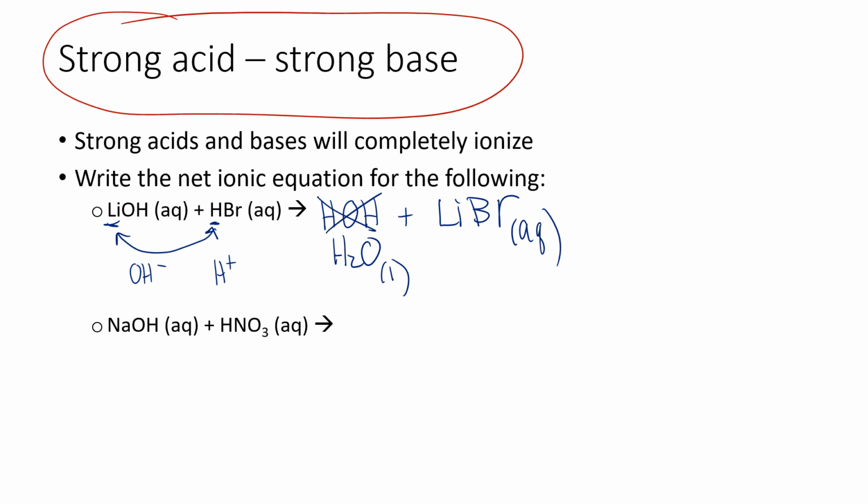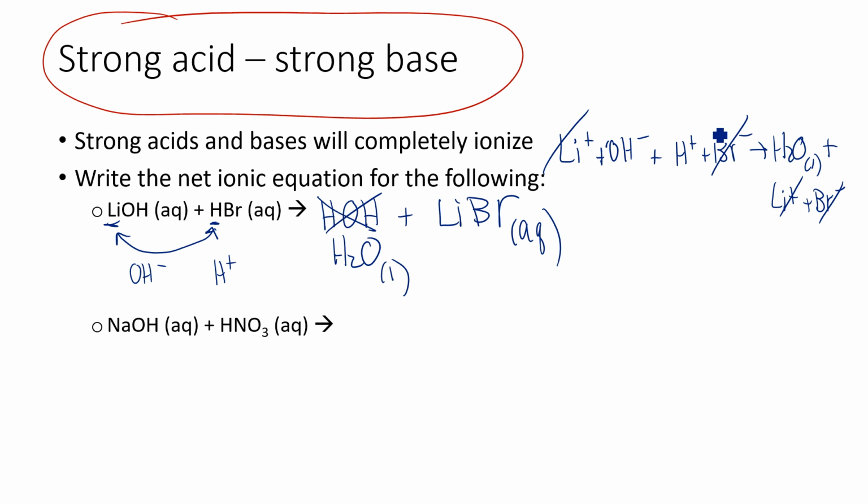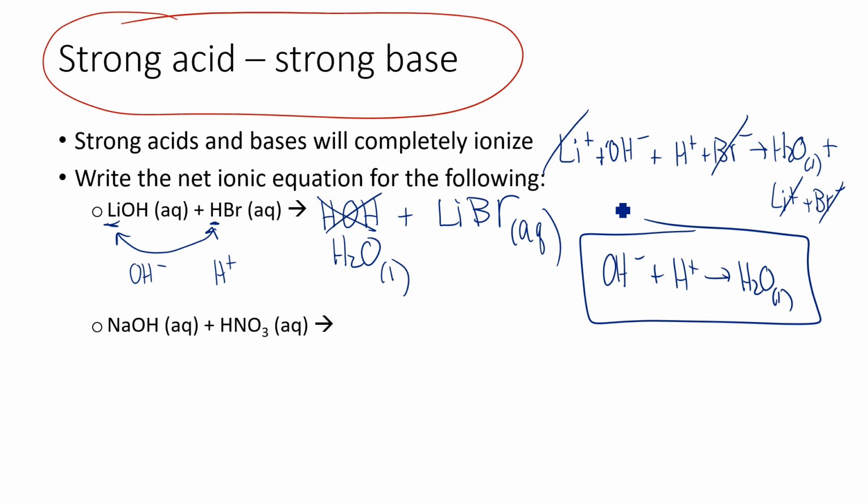So to do the net ionic equation, I'm going to ionize my ionic compounds and my strong acids. Water does not ionize because it's a liquid, and then my lithium bromide does ionize because it's an aqueous ionic compound. I'm going to eliminate my spectators, and what I'm left with is hydroxide and hydrogen form liquid water. So this is the net ionic equation when you have a strong acid with a strong base.